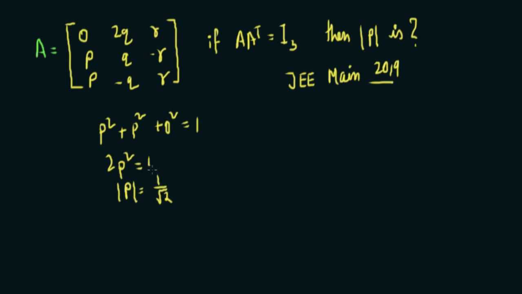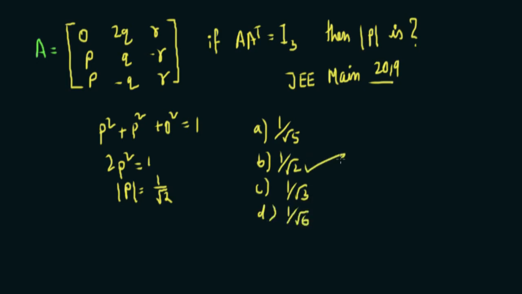I did not even bother to give you the options, right? The options are basically 1 by root 5, 1 by root 2, 1 by root 3, 1 by root 6. And obviously the correct answer is option B.